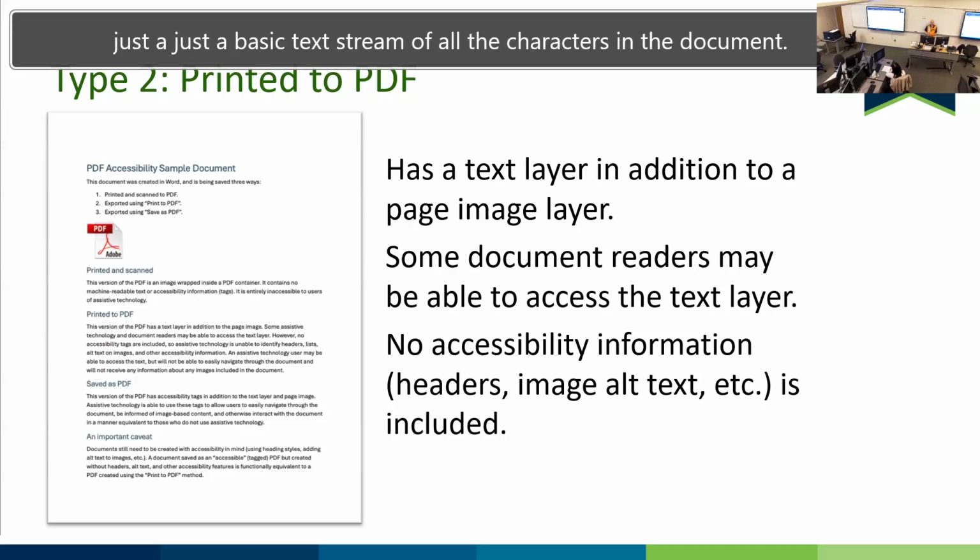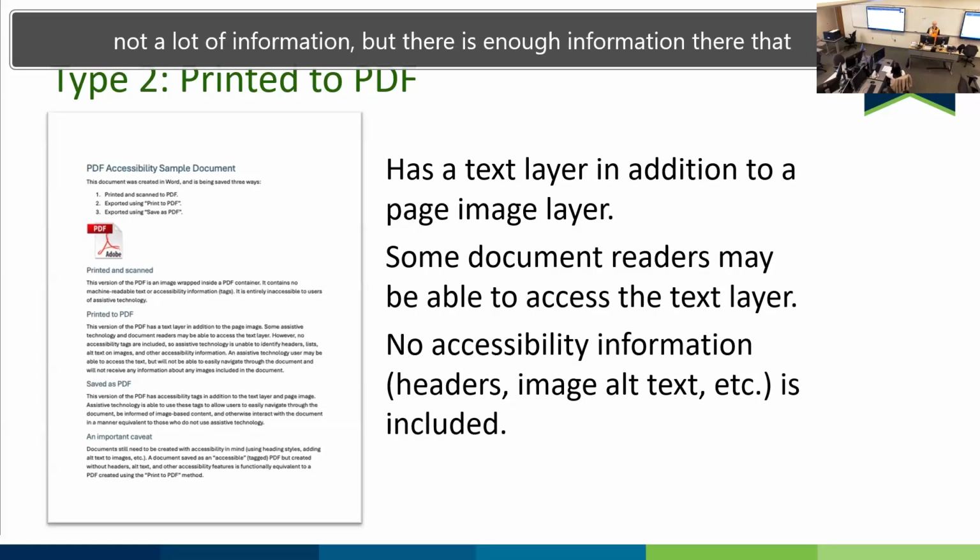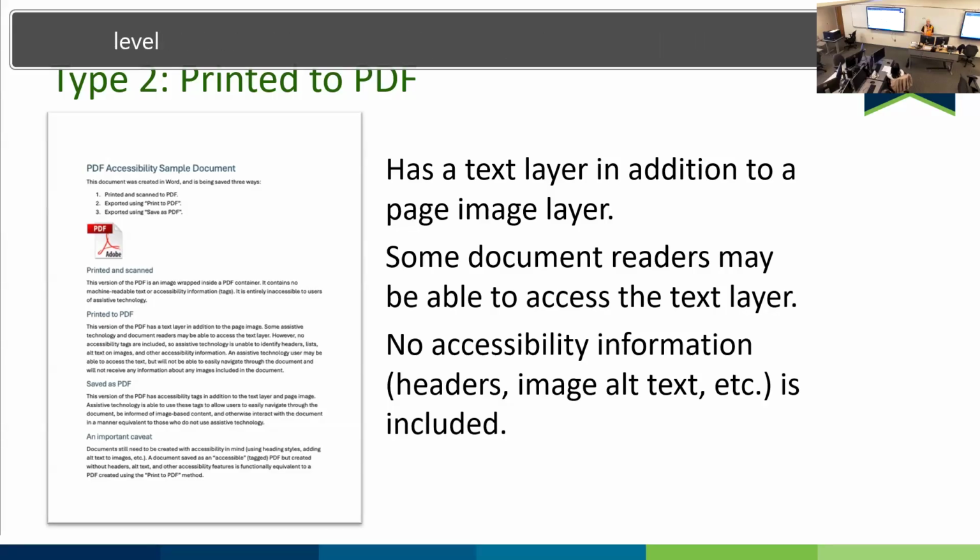And so there are some document readers, things like Acrobat has a document reader built into it, things like the read and write software that our students use. These pick up on that text layer. It's not a lot of information, but there is enough information there that they can read the text out of the document. Nothing fancy, no frills. They can't jump among headings or anything like that, but they can at least get their system to read it to them at a very basic level. But there's no accessibility information. As I said, they can't go from header to header in their software.